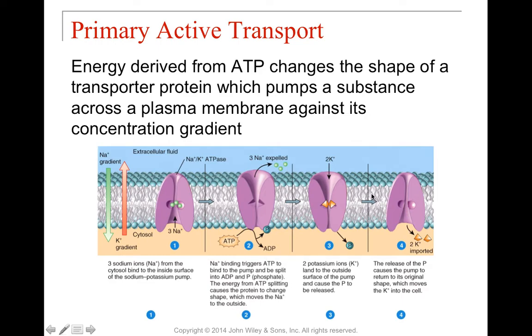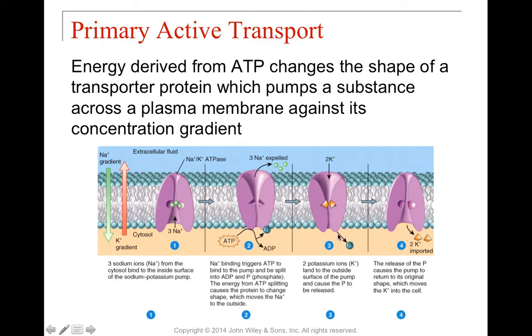And this pump is actually in concert with a potassium pump, whereby as soon as we expel those 3 sodium, we're also going to bring in 2 potassium, and that's going to free up the phosphate so that we can then put it back into another ATP molecule. And again, another ATP molecule can come over here, release its phosphate, and start this whole process over again.